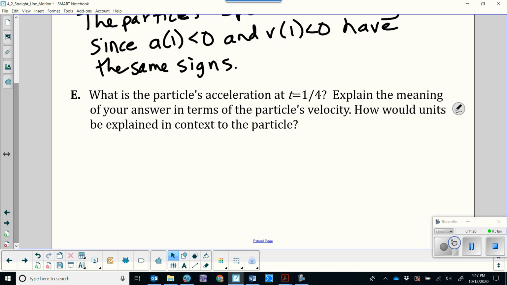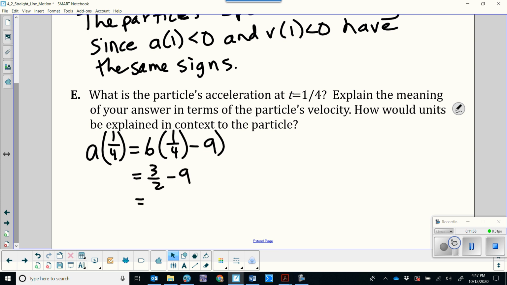What is the particle's acceleration at t equals 1/4? Explain the meaning of your answer in terms of the particle's velocity, and then how would the units be explained? So acceleration at 1/4 is very simple. We've already previously in the problem given the equation for acceleration, so we can just fill that in directly. So we have 3/2 minus 9, that's 3/2 minus 18/2, so that's negative 15/2.